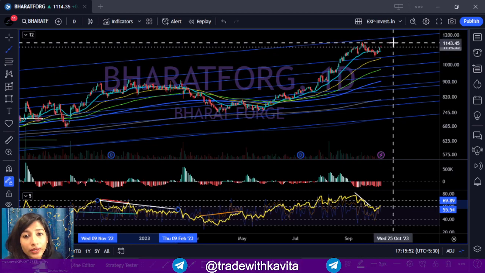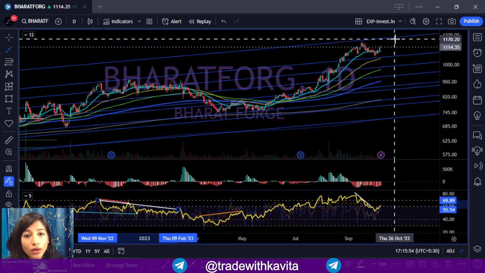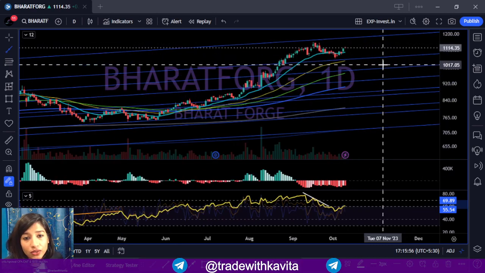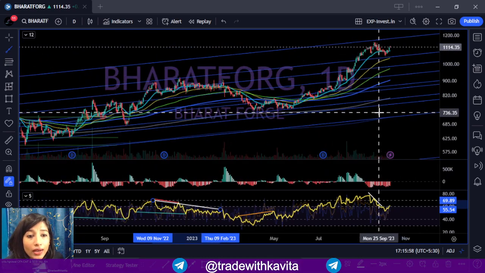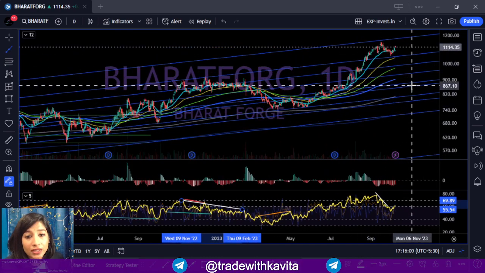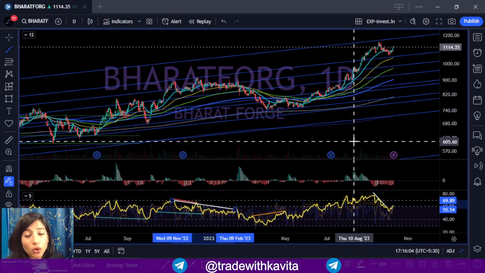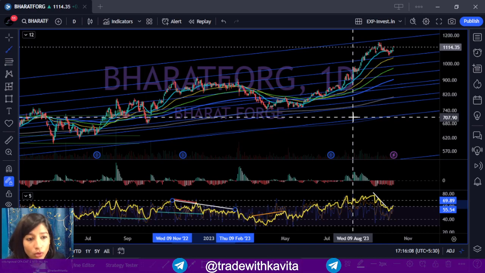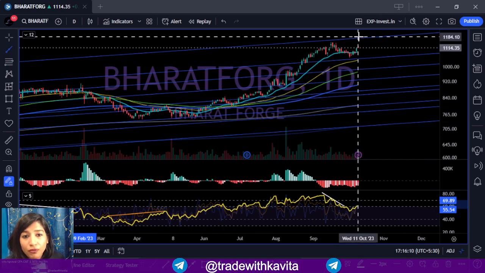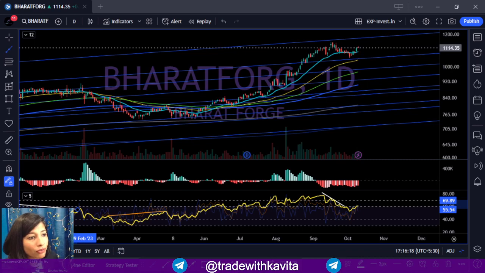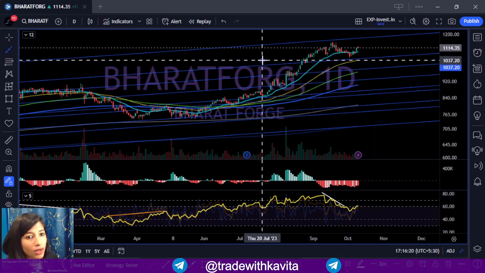So I don't expect Bharat Forge to be able to overcome the resistance of around 1170. On the other hand, I would expect the stock to take a massive correction and come down to as low as maybe 900. And this is purely on the basis of what I'm seeing in the charts. So I am personally not very bullish on the stock. If it goes above the level of 1180, then I might reassess it. But until and unless that happens, I am going to stay away from making a fresh position in Bharat Forge.